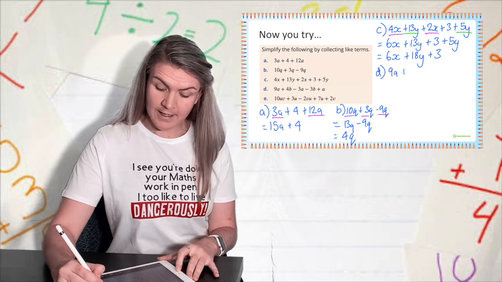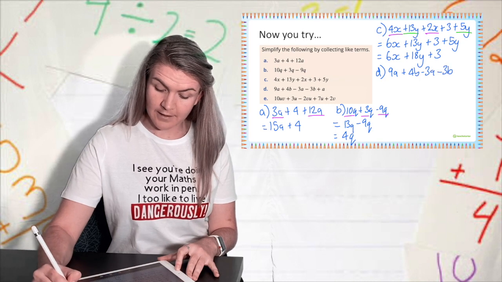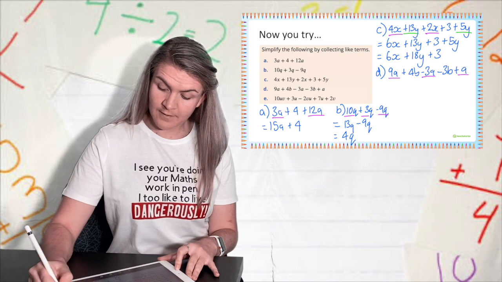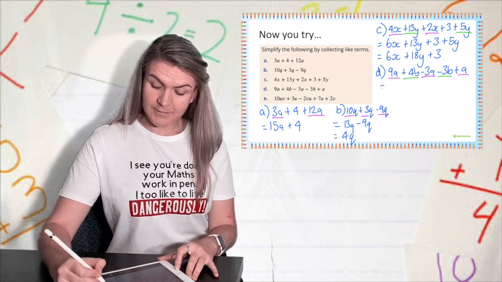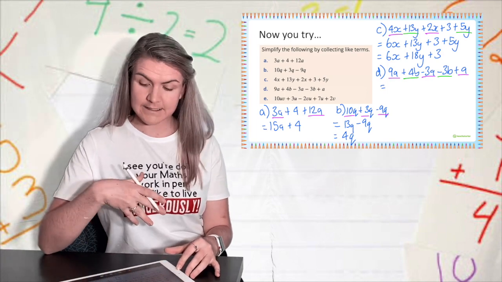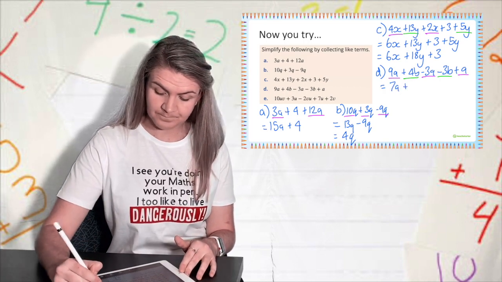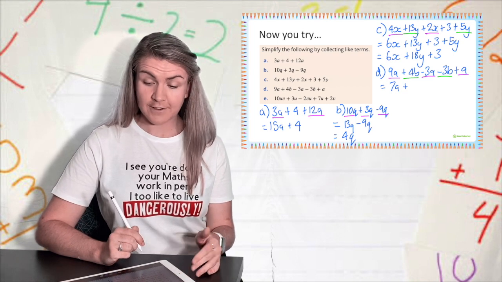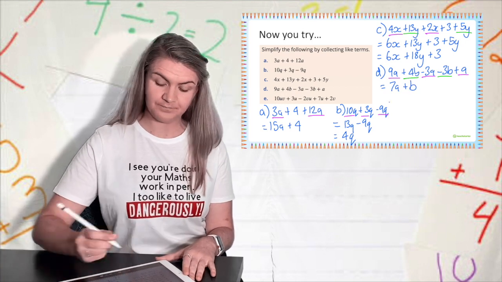D, 9a plus 4b, take 3a, take 3b plus a. I've got some a's and I've got some b's. Now, I'm doing my a's first. 9a take 3a. 9 take 3 is 6. And then I've got one more a plus. 6 plus 1 is 7a. Then I've got my b's. 4b take 3b. 4 take 3 is 1. 1b. I don't have to write the 1, so I can just write b.